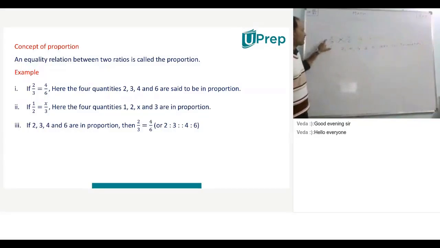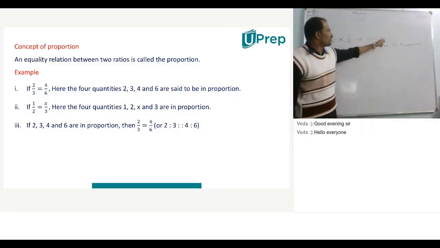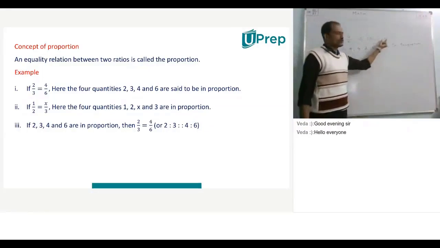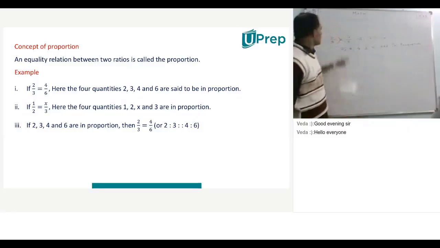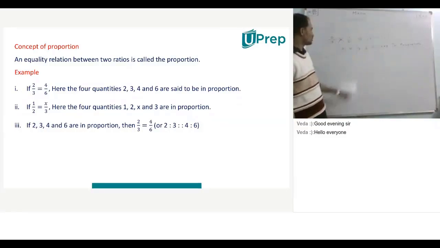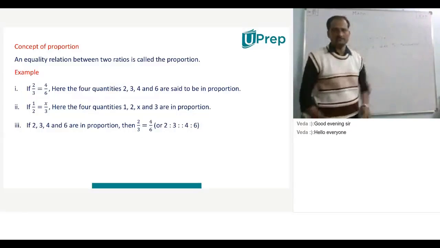I hope this example will help you a lot in understanding the proportion. 2 upon 3 is equal to 4 upon 6. And if we cross multiply, 2 into 6 is equal to 12, and 3 into 4 is equal to 12. So basically 12 is equal to 12. Now what we can conclude? The terms of the ratio are in proportion. So what are the terms here? 2, 3, 4 and 6 are the terms. So the conclusion is 2, 3, 4 and 6 are in proportion.